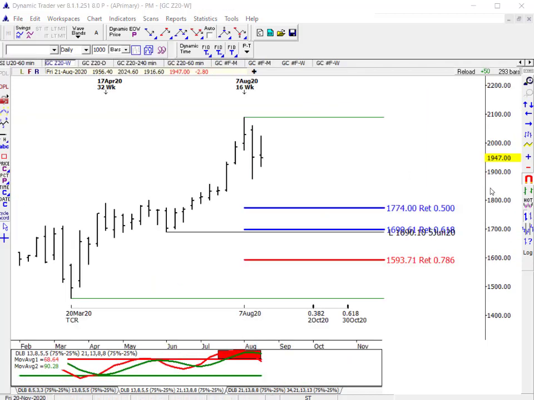So here's gold, one of my favorites, and it's reacting very well to our time and price and pattern relationships recently, as it usually does.